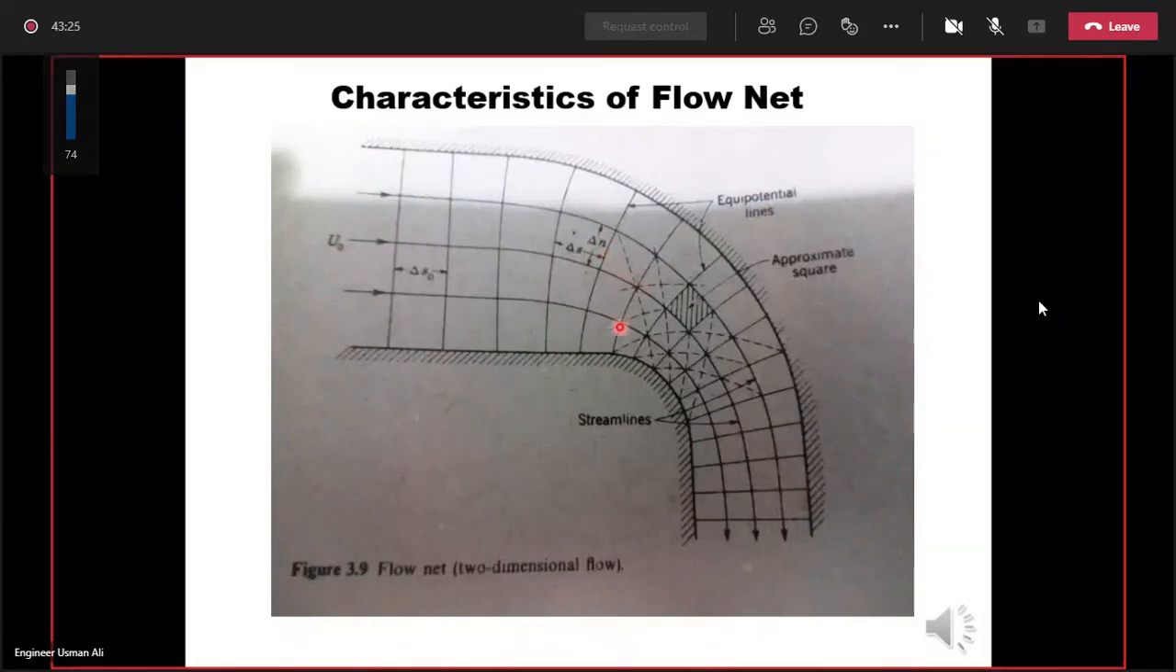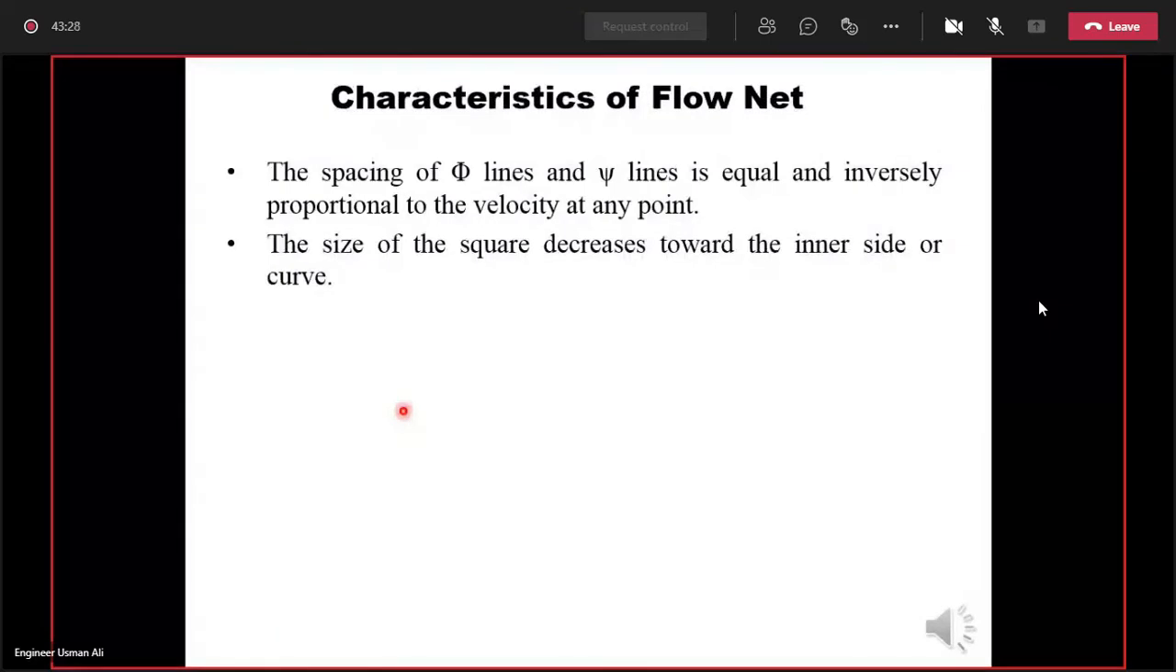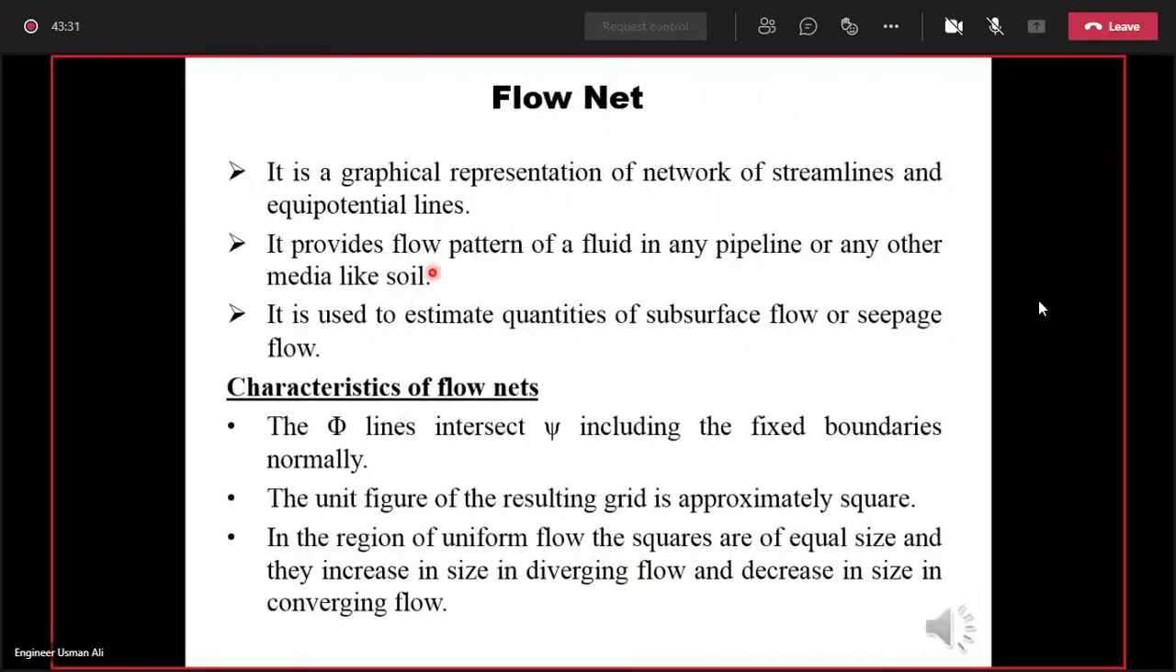It provides the flow pattern of a fluid in any pipeline or any other media like soil. Flow pattern means how the flow will take place in a fluid, in a pipeline or in a soil medium. It is specially used to estimate the quantities of subsurface flow or seepage flow, like under the dam, through the earthen dam, in canal seepage, and many other examples where we need to find the seepage flow. Using the equation of flow net, we can find the flow quantity or the flow rate.